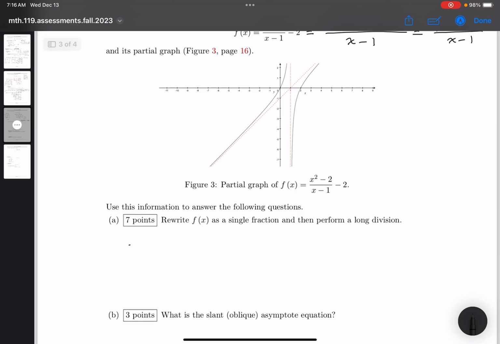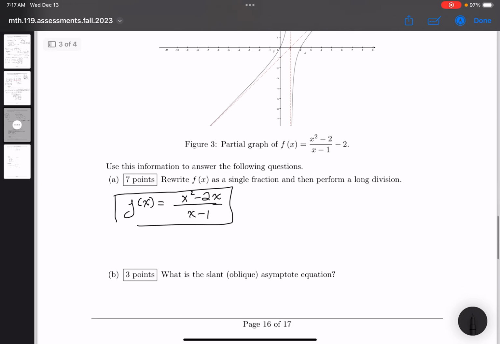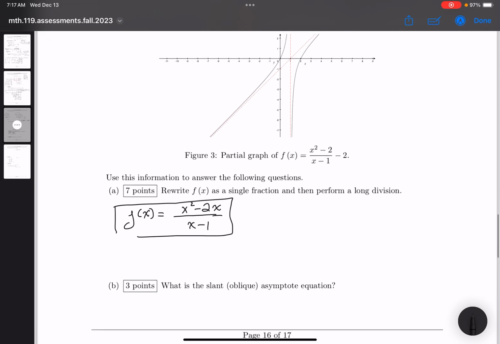Let's write that down. F of x is going to be x squared minus 2x over x minus 1. This is done. I write it as a single fraction. But they also said do a long division. Let's do that. And I'll write this over here. So x minus 1, I'm going to divide that into x squared minus 2x. I'm just going to put a 0 here. Not that you have to, but I'll put it there.